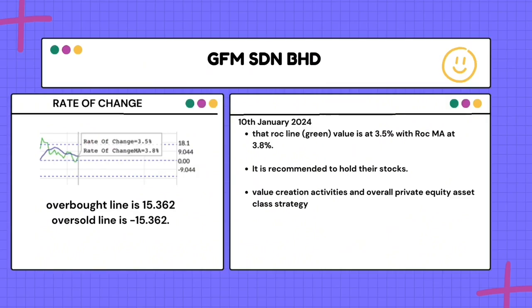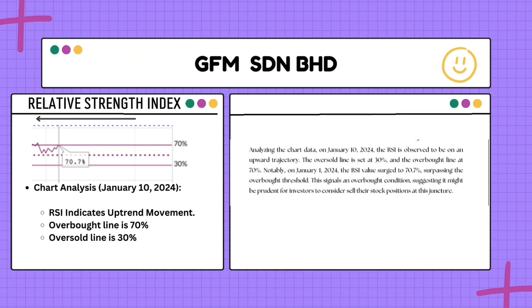Rate of change. In the provided analysis, based on the data on 10 January 2024, the ROC line, green, exhibits a value of 3.5%. Notably, the ROC line does not break the overbought or oversold threshold and remains above the equilibrium line marked at 0.